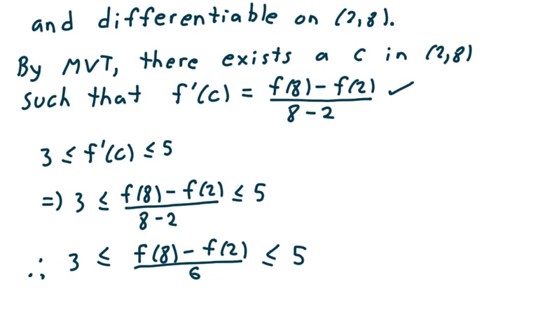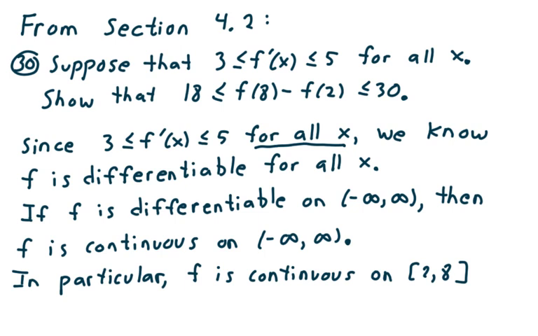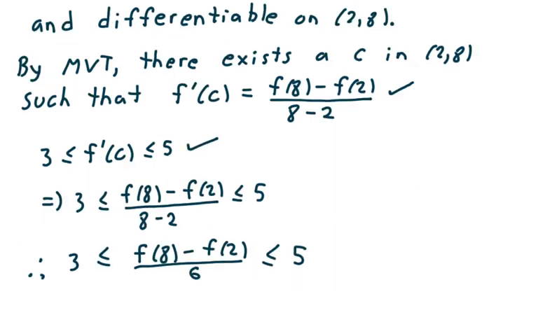Now, let's go back. We know that f prime of x is greater than or equal to 3 and less than or equal to 5 for all x. So that means f prime of c is greater than or equal to 3 and less than or equal to 5. But remember that f prime of c is f of 8 minus f of 2 over 8 minus 2. So I'm just going to plug that in. And so f of 8 minus f of 2 over 8 minus 2 is greater than or equal to 3 and less than or equal to 5.